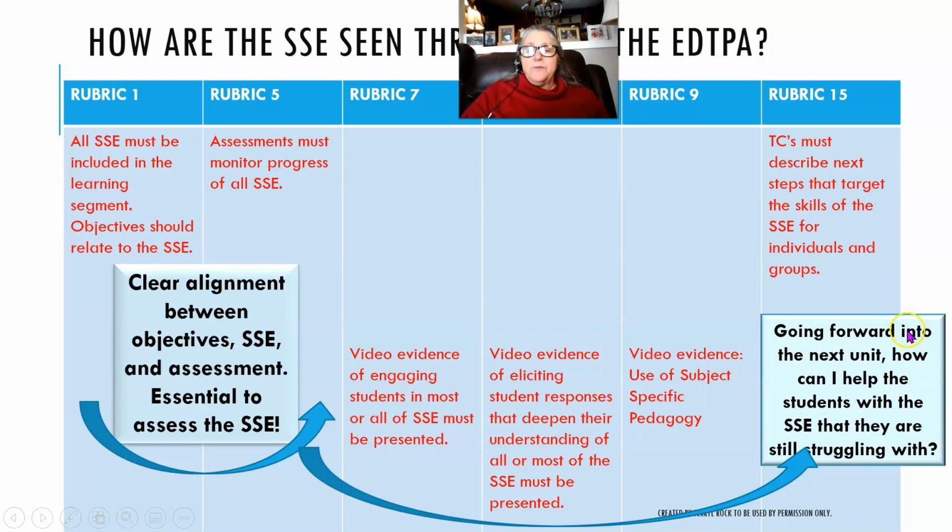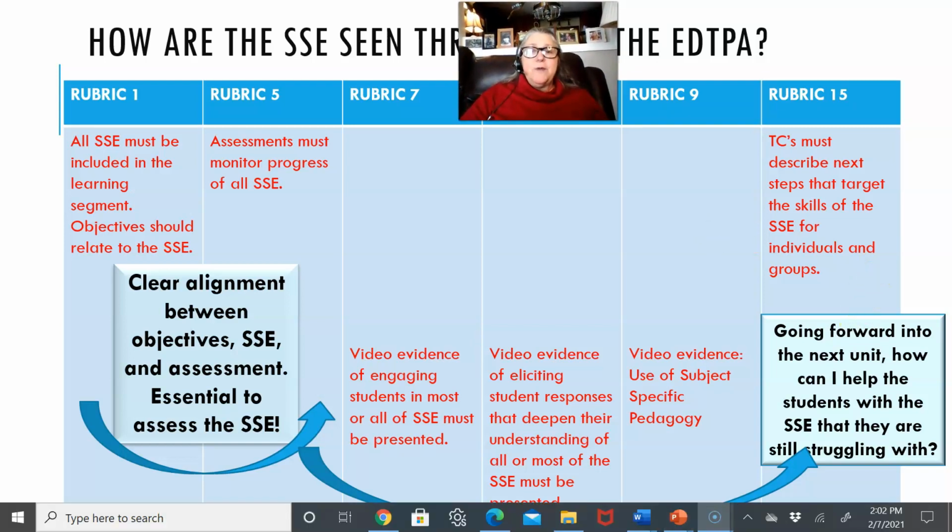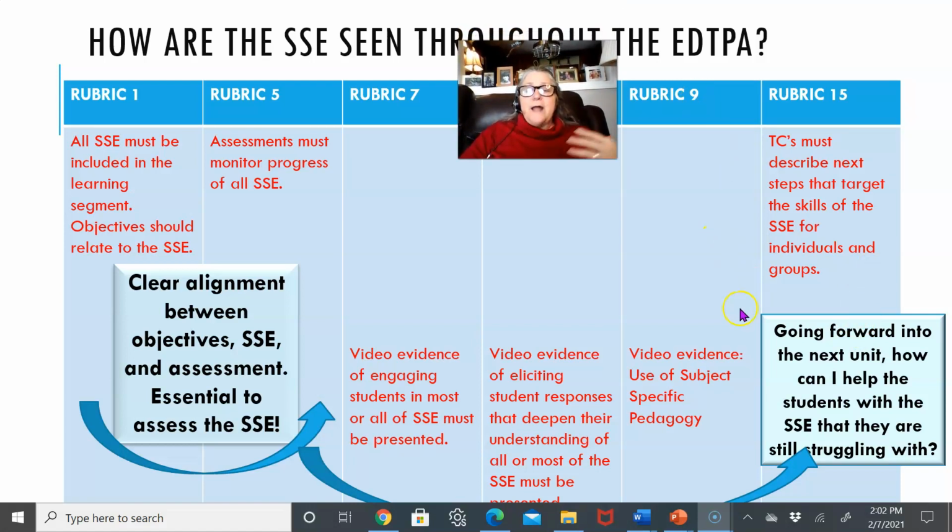Sorry, my computer's slow today. So going forward into the next unit, how can I help the students with the SSE that they're struggling with? So you've assessed the SSE, you're going to analyze an assessment based on the SSE, and now you're going to say, okay, do my students do really well with facts and concepts? And do they do really well with building arguments, but not so great maybe with interpretation? So that's what you think about when you think about your next steps.